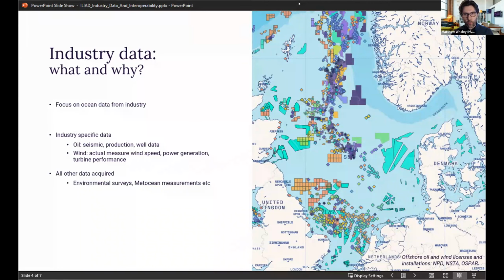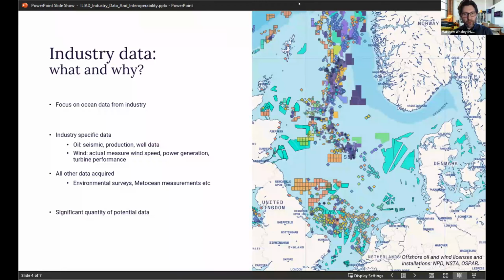And the other side is all the other data that you need simply to operate and have installations in the ocean environment, and to do that sustainably and effectively and safely. That's all sorts of things like environmental surveys, metocean measurements, and all sorts of others. We'll go more into that. But really, there's this whole host of secondary data that's needed, and that's our main focus here. I'll take examples from that first set as well, the industry-specific, because it's useful context and good examples. But these are both very interesting.